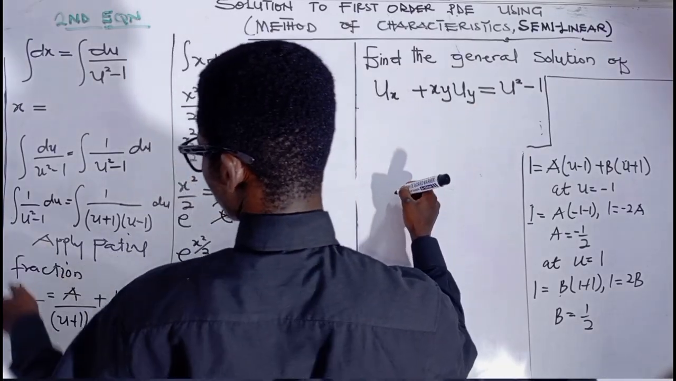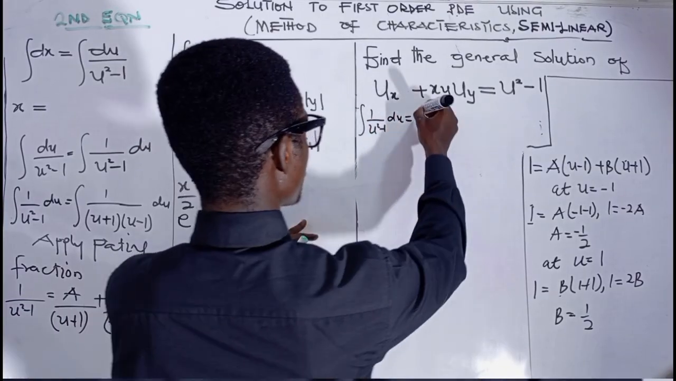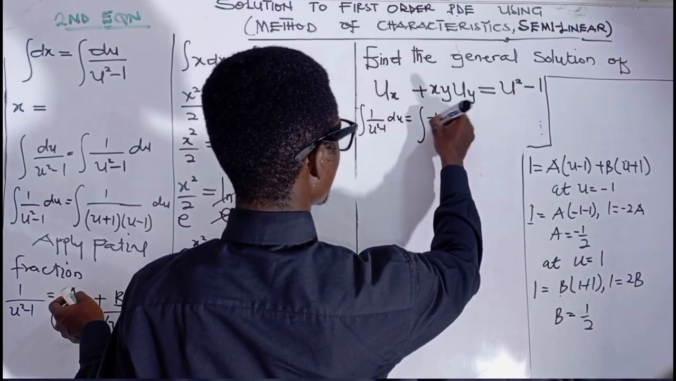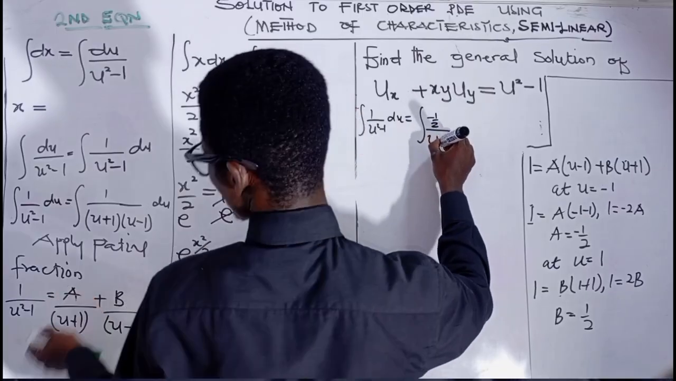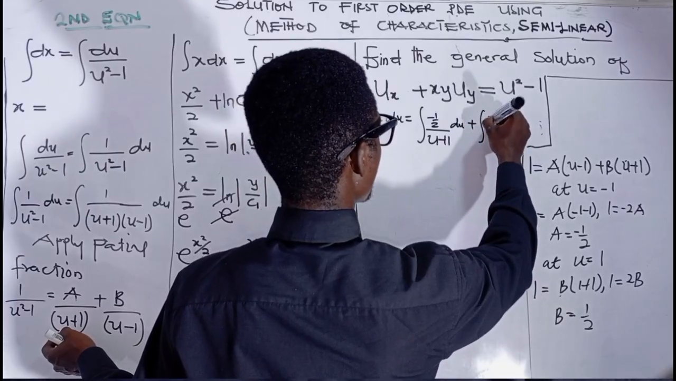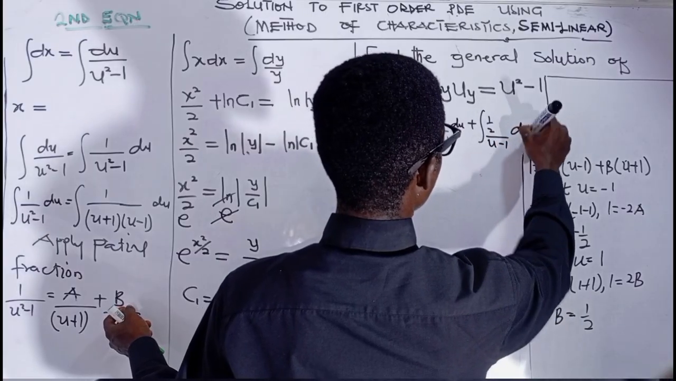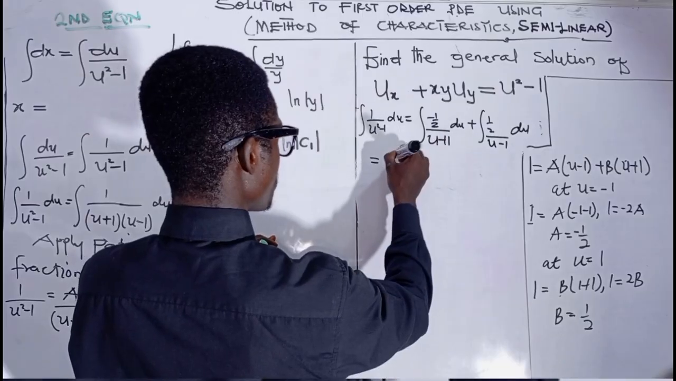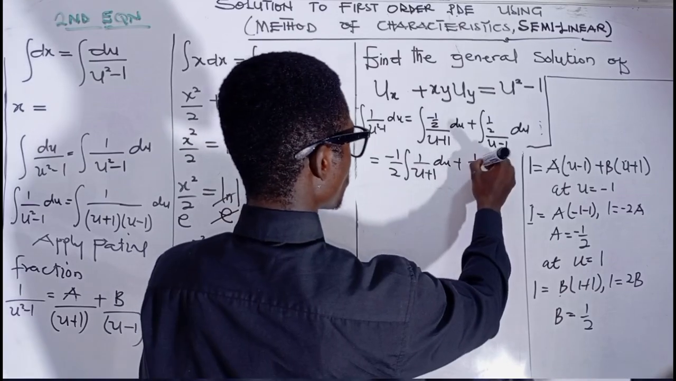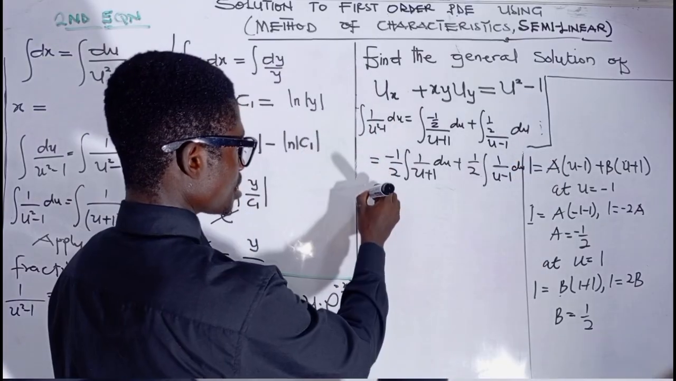So we can say that our integral of 1 over u squared minus 1 du is the same as the integral of, our a is minus 1 over 2, so we have minus 1 over 2 all over u plus 1, du, plus the integral of 1 over 2, our b, all over u minus 1, du. That is minus 1 over 2 integral of 1 over u plus 1 du, and then we have 1 over 2 integral of 1 over u minus 1 du. We are not yet done.